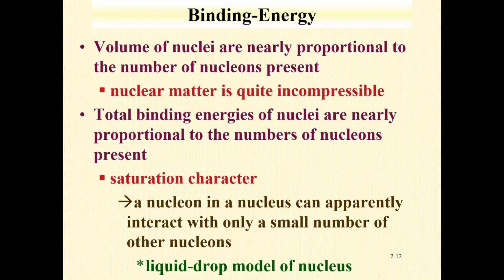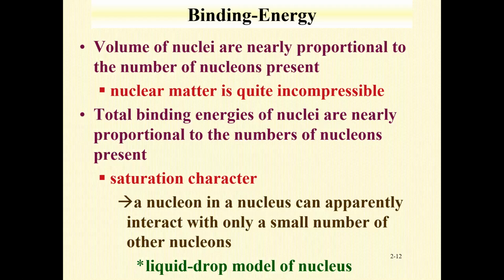Right? So now, in the binding energy, the volume of the nuclei is nearly proportional to the number of nucleons present. Now, nuclear matter is quite incompressible. You cannot compress the neutrons and protons and ask them to fit into smaller and smaller volumes. Total binding energies of the nuclei are nearly proportional to the number of nucleons present. That means there's some kind of saturation. What is this saturation character?